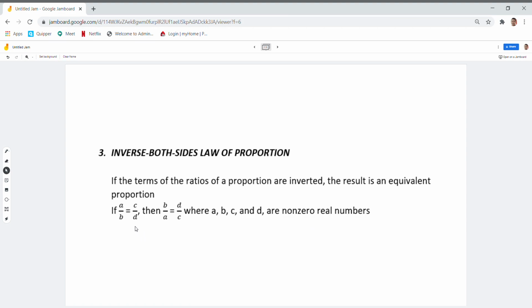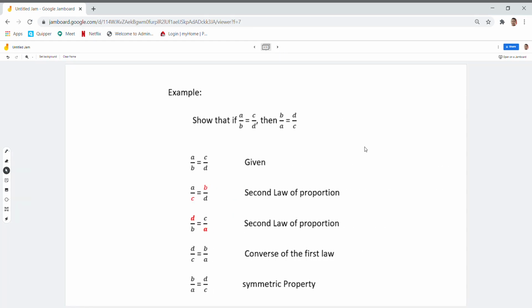Again, as you can see, you simply invert both sides. That is why it says inverse both sides law of proportion. So A over B becomes B over A, and C over D becomes D over C. Let's check this out in this example.